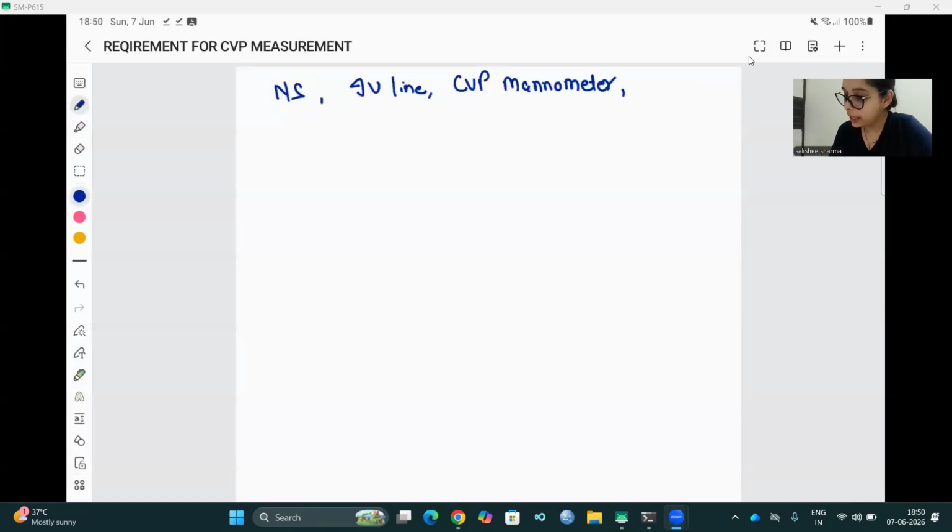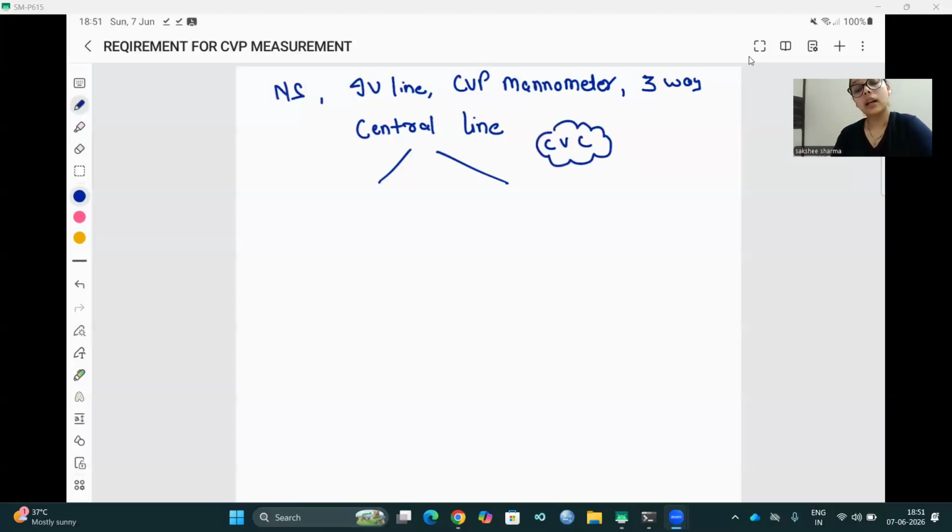Then we will be needing a three-way stopcock. And most importantly, we will be needing a central line. Through this central line, we are going to insert our central venous catheter.